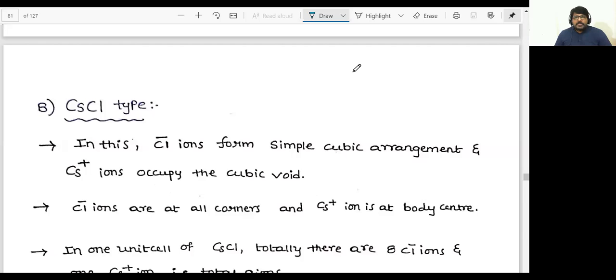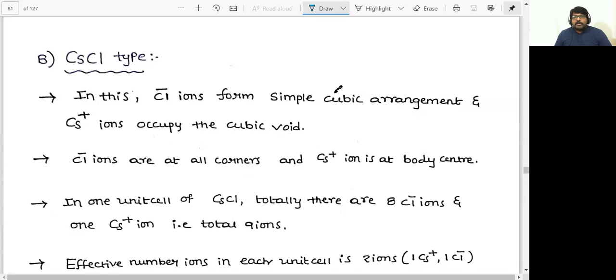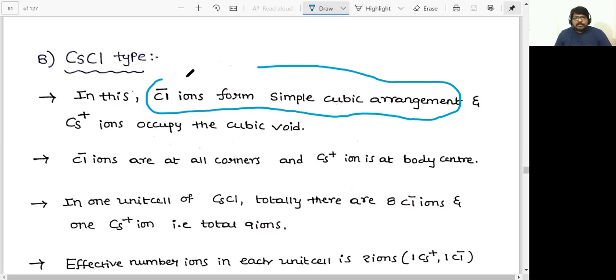So let us discuss the structure of cesium chloride and cesium chloride type structure. In this, I am assuming chloride ions form a simple cubic lattice. So they will be present in a simple cubic arrangement. That means they occupy all corners of the cube, and cesium ion occupies the cubic void. In fact, the cubic void is present at the body center. Instead of this combination, the reverse is also possible, right?